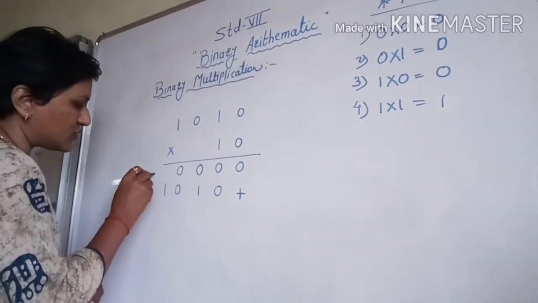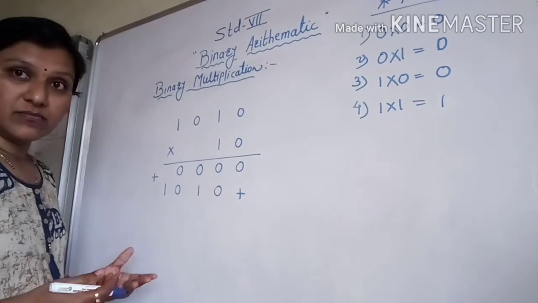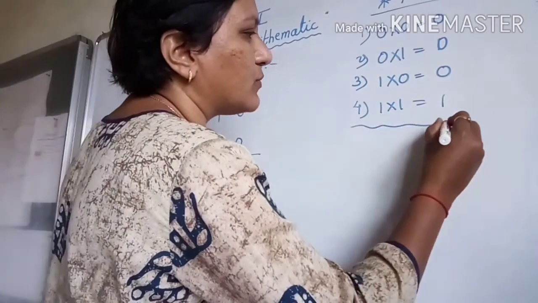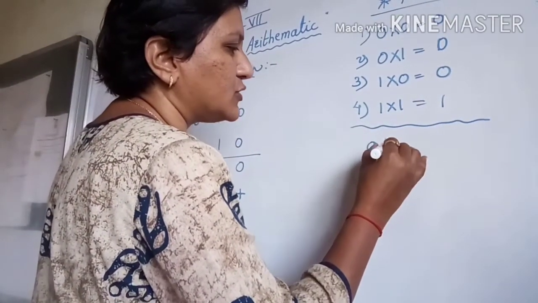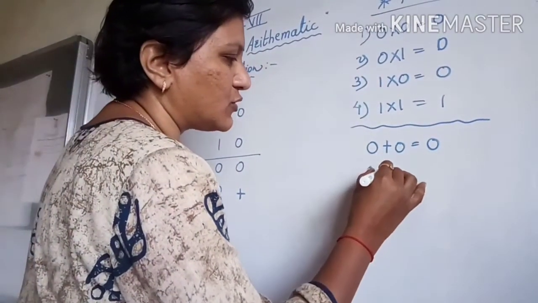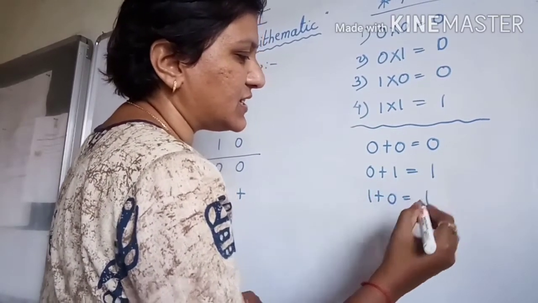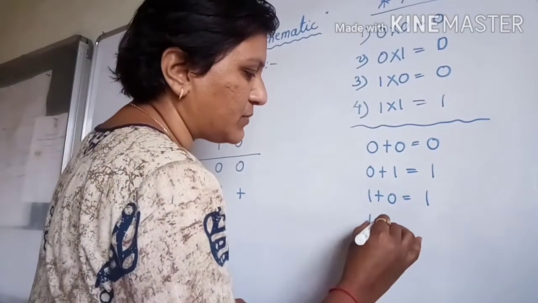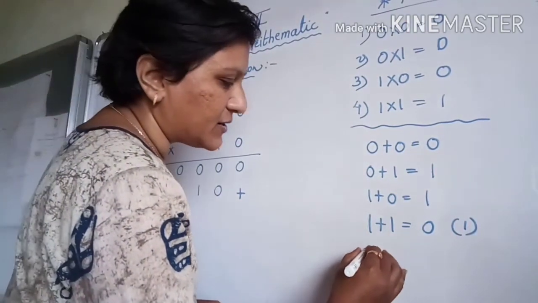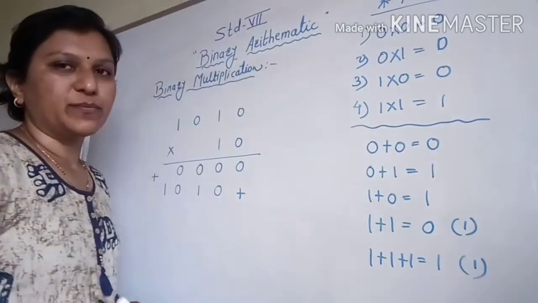Now we are going to add these two numbers as we generally do in the decimal number system. The rules for addition you all know; I will write them on one side of the board. 0 plus 0 will have the result 0. 0 plus 1 will have the result 1. 1 plus 0 will have the result 1. 1 plus 1 will have the result 0, but the carry will be 1. And 1 plus 1 plus 1 will have the result 1 and the carry will be 1.